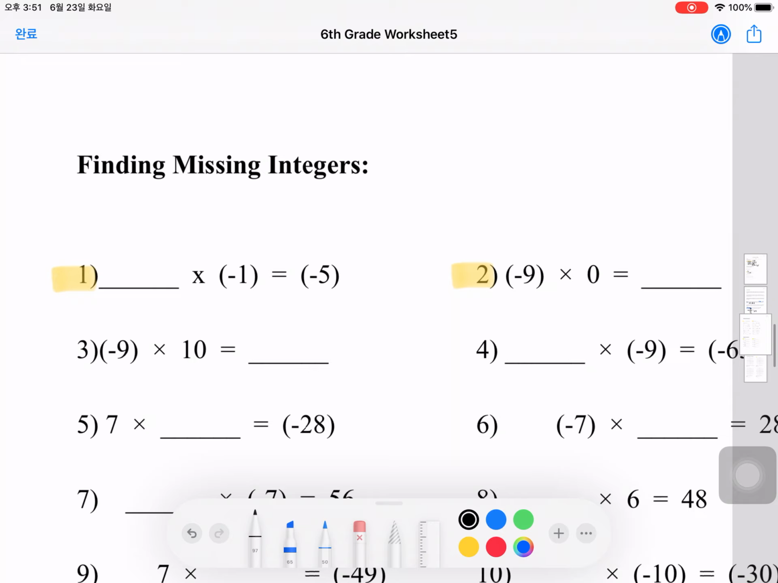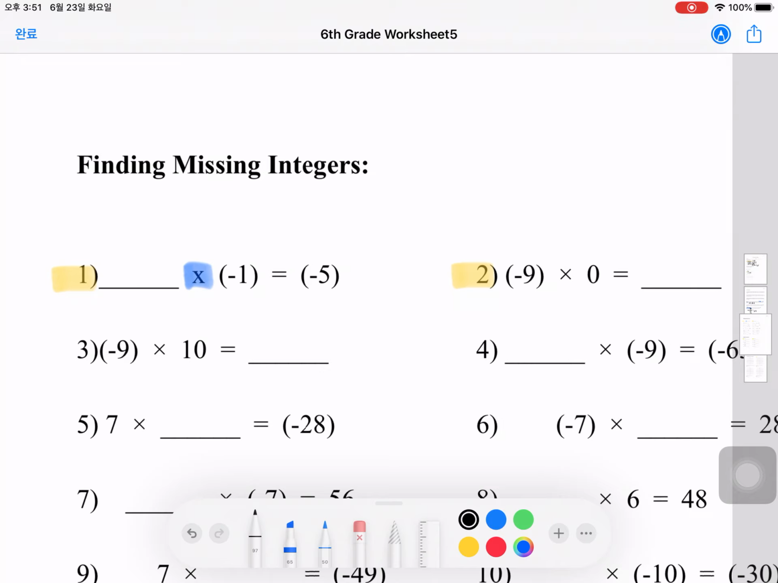I'll do numbers 1 and 2 with you, and you guys can do the rest on your own. So, blank times -1 equals -5. Basically what we're going to be doing is dividing, because it's blank multiplied by -1. It's going to be the opposite of multiplication, which is division.